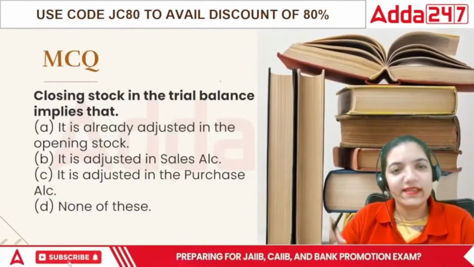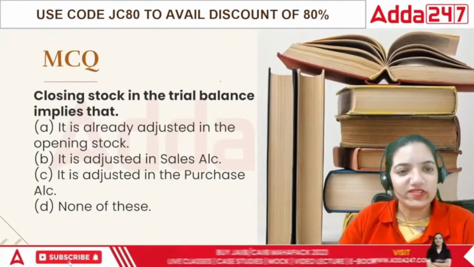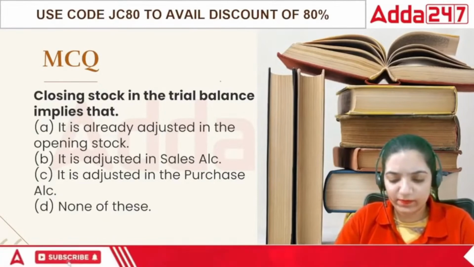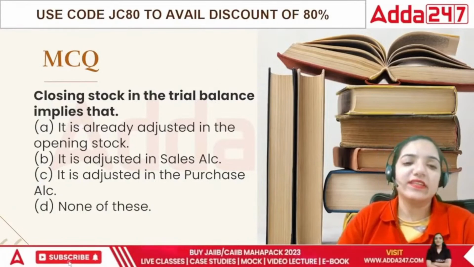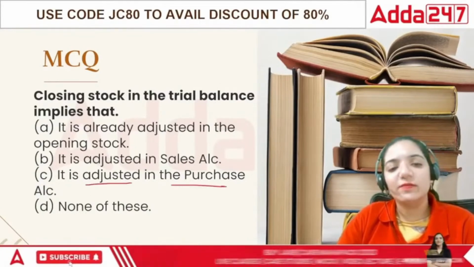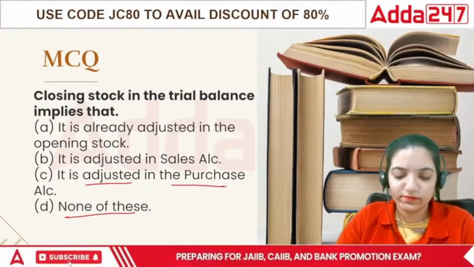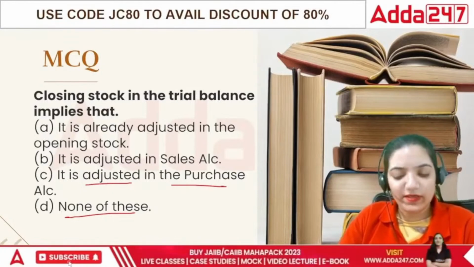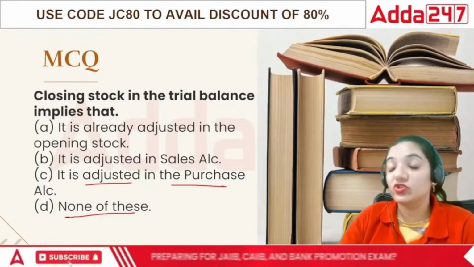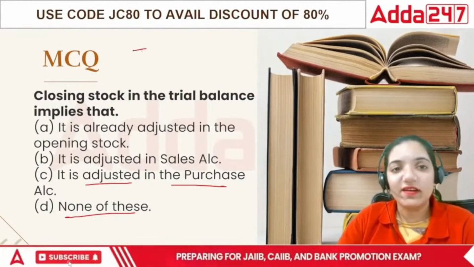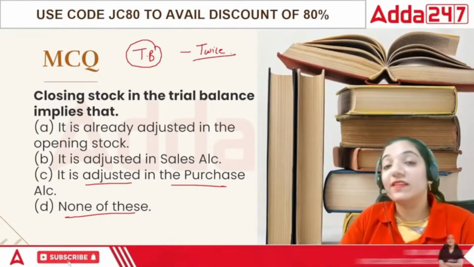Next question. It says closing stock in the trial balance implies that it is already adjusted in the opening stock, or it is adjusted in the sales account, or it is adjusted in the purchase account, or none of the above. Now the point is closing stock is in the trial balance. Closing stock is normally not shown in the trial balance because anything that is covered in the trial balance has to be noted twice, debit and credit. Only then the trial balance matches.